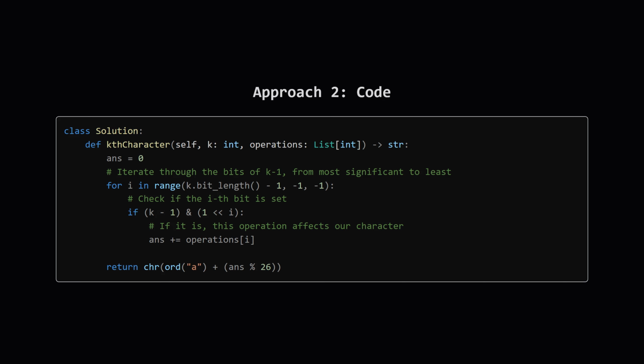And here is the code for the mathematical approach. It's much shorter. We initialize our shift count, ANS, to 0. Then we loop from the most significant bit of K-1 down to the least significant. Inside the loop, we use a bitwise AND operation to check if the i-th bit is a 1. If it is, it means the i-th operation is one of the critical steps that defines our character's final state. So we add the value of that operation, which is 1 for a shift, and 0 otherwise, to our ANS counter. After checking all the relevant bits, we just calculate the final character, same as before. It's a very direct and efficient way to get the answer.